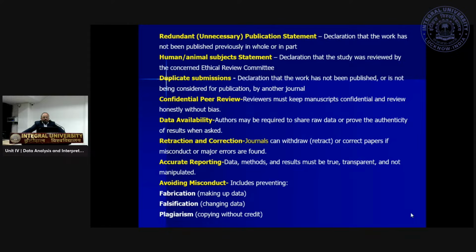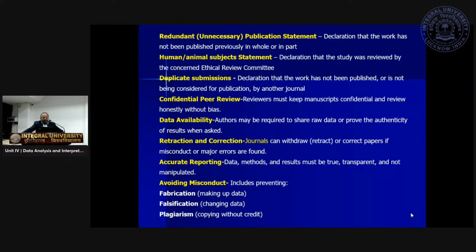Data availability: authors may be required to share raw data or prove the authenticity of results when asked. If you have published any data in a research paper and somebody claims that the data has been stolen from their paper, you can prove it by showing the raw data, your questionnaires. You have to keep your questionnaires intact, because anytime anybody can claim that this data has been used from my thesis. So you have to keep your questionnaire in a soft or hard form if you are collecting data for your thesis or a research paper.